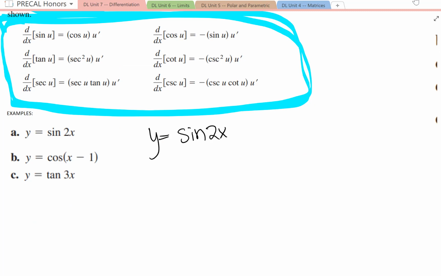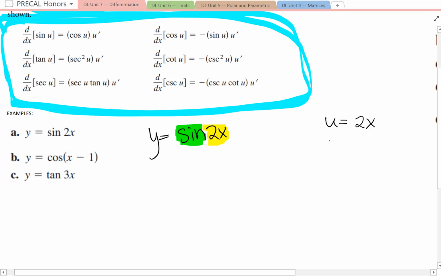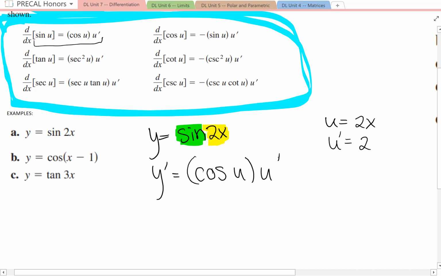First of all, we need to decide what the outside function is and what the inside function is. That's pretty easy with trig. Trig is usually the outside function, and whatever you're taking the trig function of is the inside. So 2x will be our inside function, and sine will be our outside function. I'm going to write this as u equals 2x, and then I'm also going to find u prime, which is just 2. So to find y prime, the derivative of sine of u is cosine u times u prime.